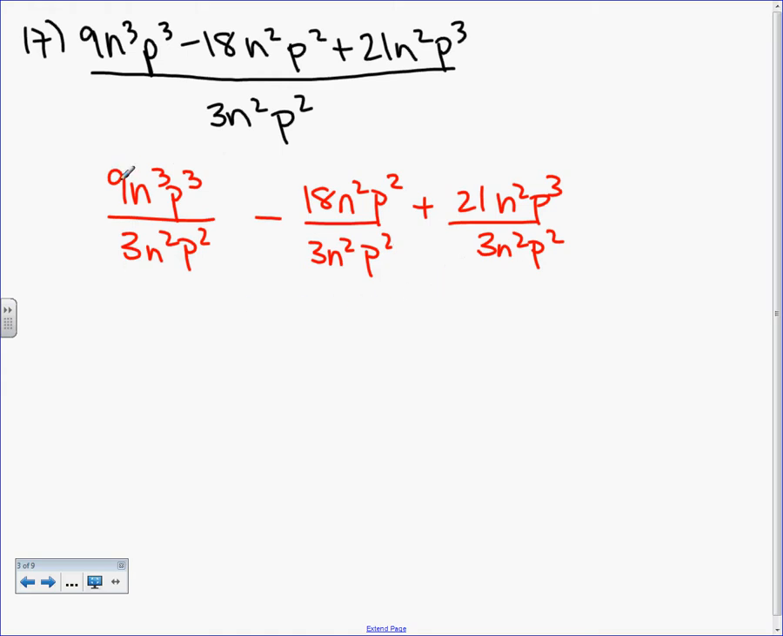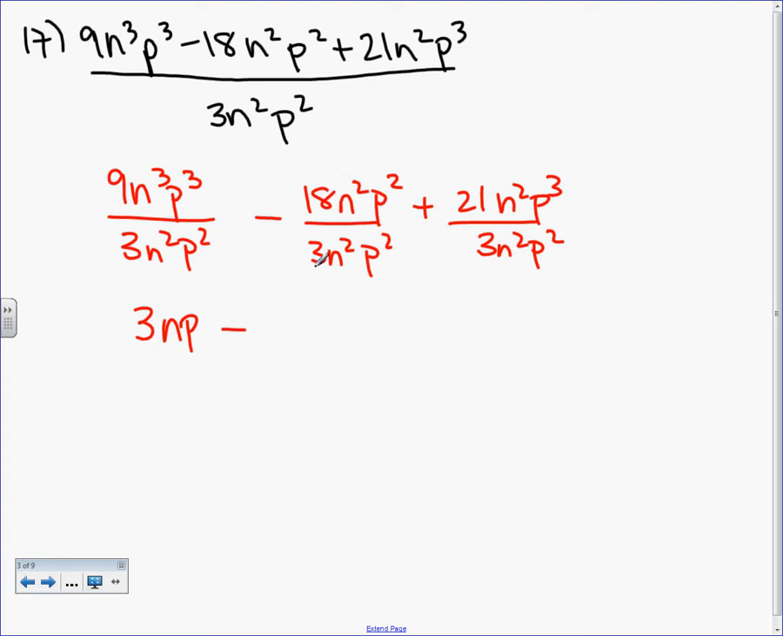What's 9 divided by 3? 3 over 1 technically, right? So I'm just going to write the 3. N cubed divided by n squared. What do I do with my exponents? Subtract. What's 3 minus 2? 1. Would that go top or bottom? Top. So n to the 1. What about the p? P to the 1 on top again. Okay? That minus sign follows it.